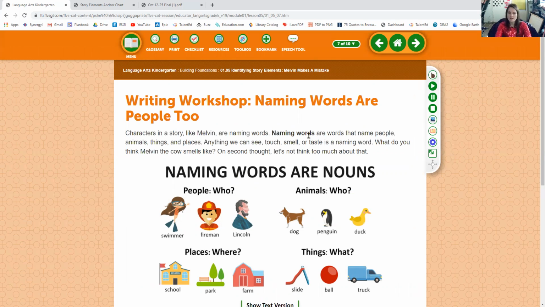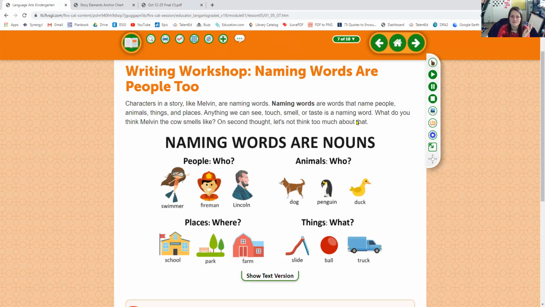Okay, so naming words are people too. These naming words for like who and what, people, places, and things, those can be anything we can touch or we can see or we can smell or we can taste. So what do you think Melvin the cow smells like? Do you think he smells good? When I was a kid, we'd go out to Tillamook a lot and we'd always know when we were getting close because we could smell the cows.